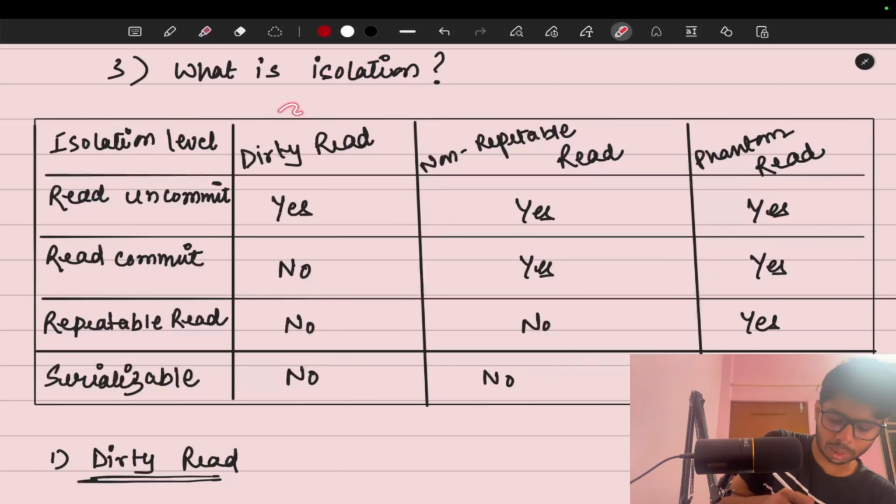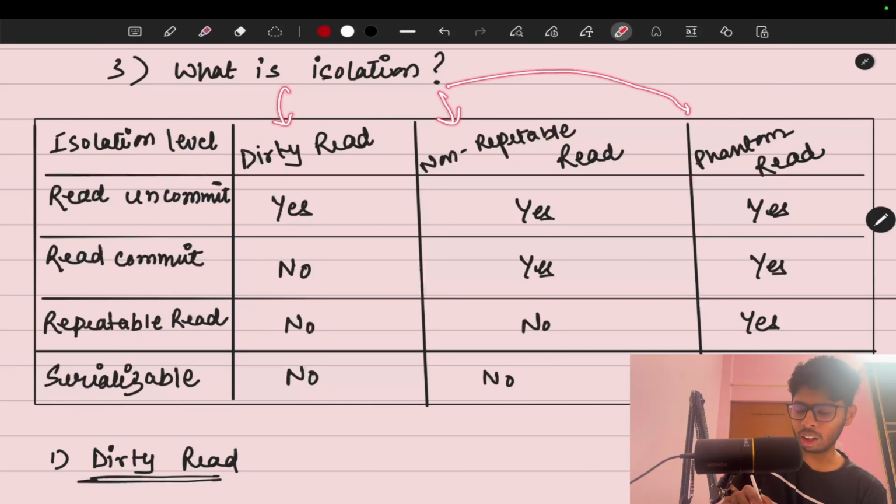So there are three types of problems in the system: dirty read, non-repeatable read and phantom read. So let's now understand these three problems. The first problem is dirty read.